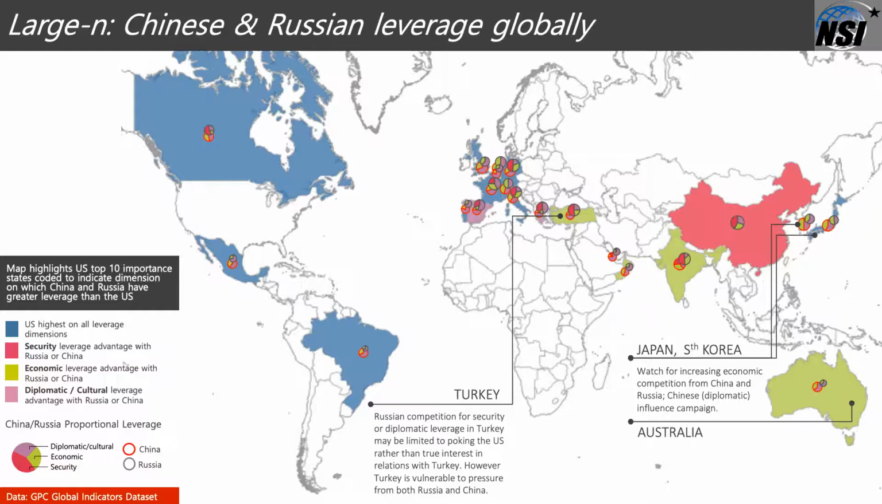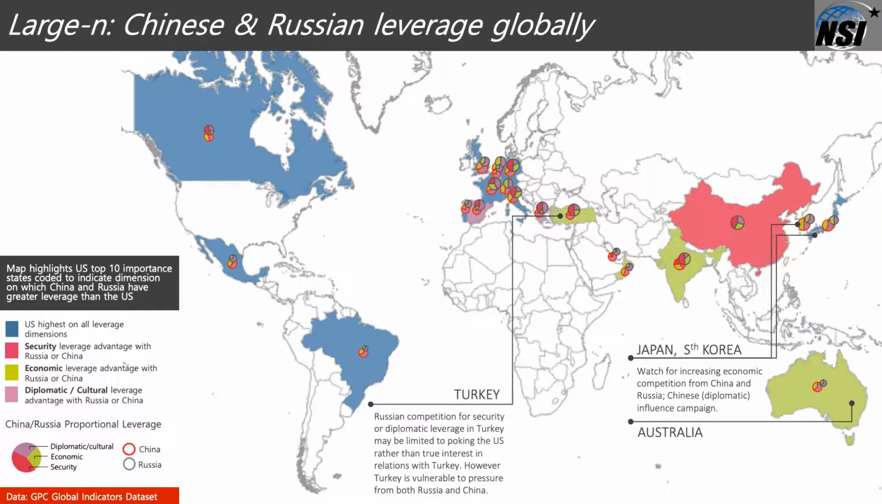Looking more closely, we see that Turkey is vulnerable to economic pressure from China and more so from Russia. Russian security and diplomatic cultural leverage over Turkey also provides it with opportunities to challenge US influence and regional security interests in both the Middle East and North Africa and Europe.